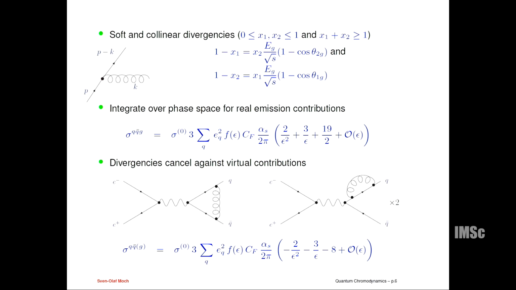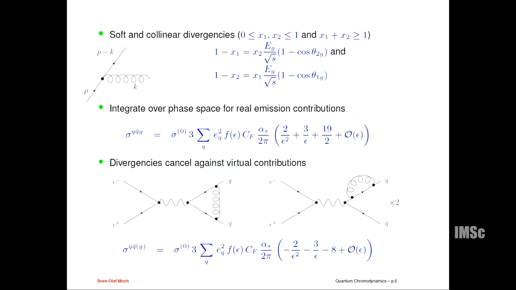then we see I've normalized so that everything is the same as in the real emission case. So we can factor out the Born cross section, we can factor out a factor 3, we can factor out the sum of all quark charges, this epsilon function, we can also factor out color factor and alpha s over 2 pi, and then the whole remnant of this loop integral is basically minus 2 over epsilon squared minus 3 over epsilon minus 8. So this is what we get from this diagram alone.